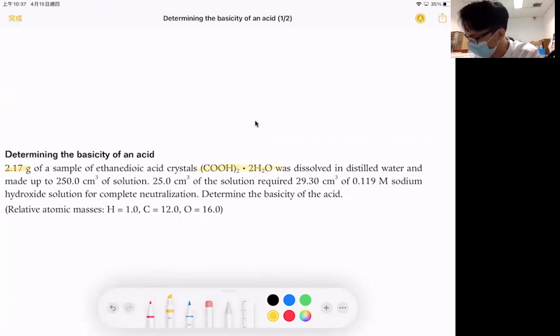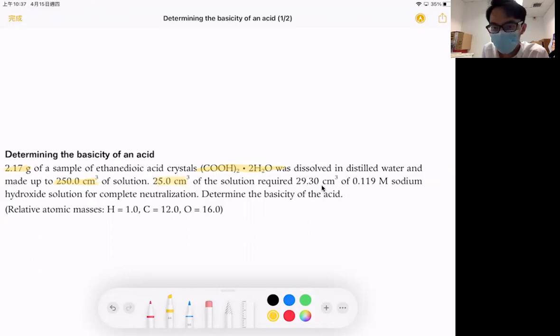So here is the chemical formula of ethanedioic acid. And we dissolve it in distilled water and afterwards make it up to 250 cm cube, that is inside a 250 cm cube volumetric flask. And afterwards, we use a 25 cm cube pipette to withdraw 25 cm cube of the solution and put it into the conical flask.